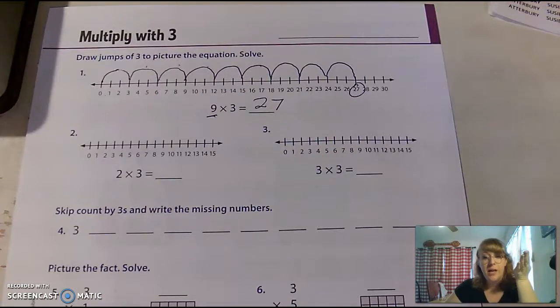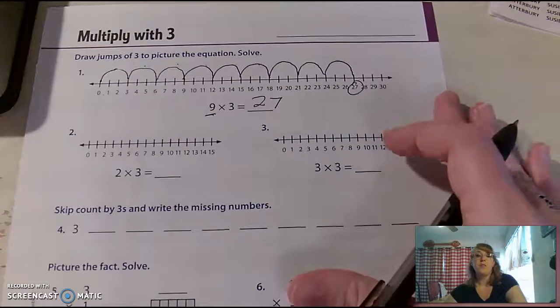It's also skip counting by 3s. But where it's tricky to skip count is when you take a multiplication test in 3rd and 4th grade. You can't be skip counting every single problem. You have to just know it off the top of your head, okay?